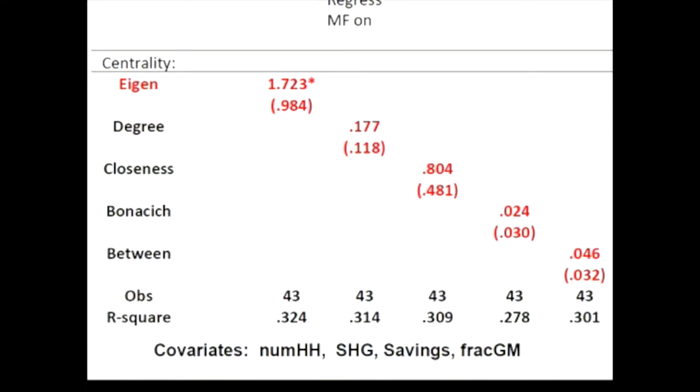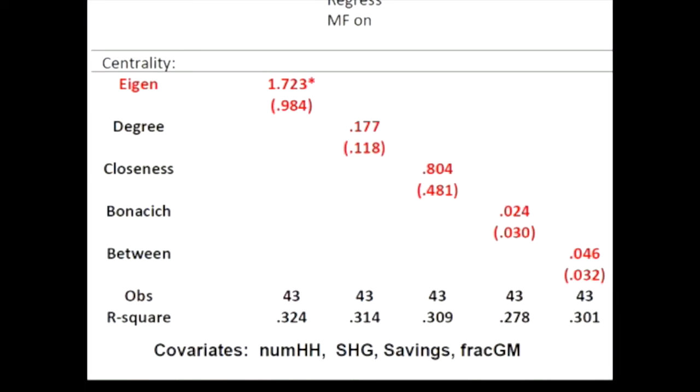Betweenness: do I sit on a lot of paths between other individuals? Bonacich centrality, I won't go into the definition of that, but it's somewhat related to eigenvector, but these other ones don't do so well. In terms of the R squared, the amount that you're predicting, eigenvector is doing a little better than the other ones, but not a whole lot. So you're explaining about a third of the variation overall, but it's not doing much better than the other explanatory variables.